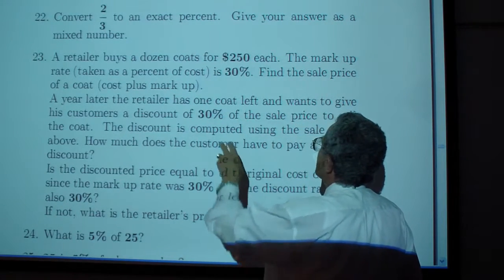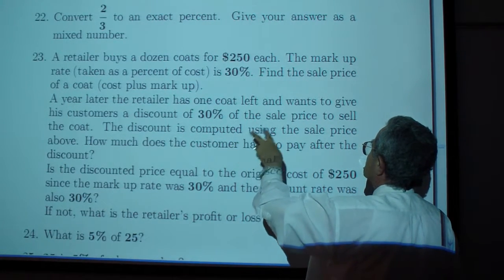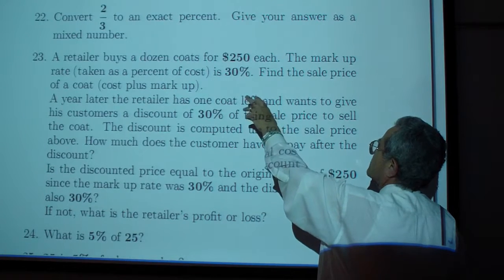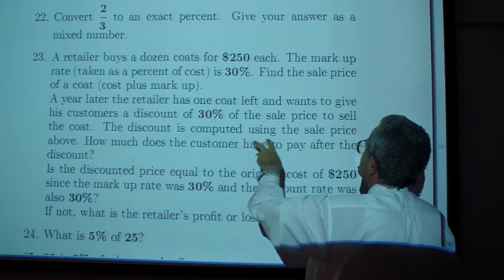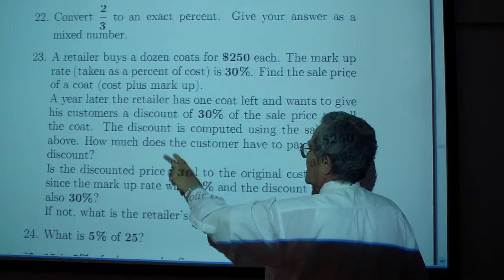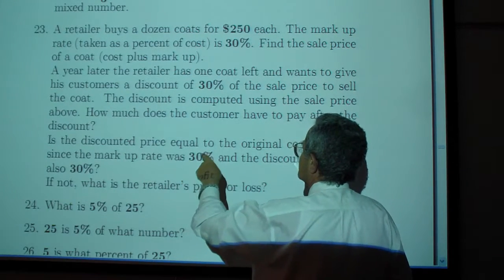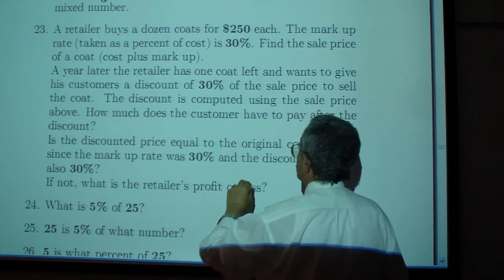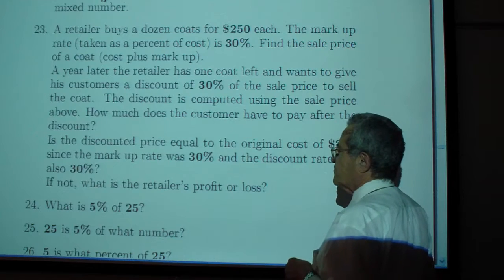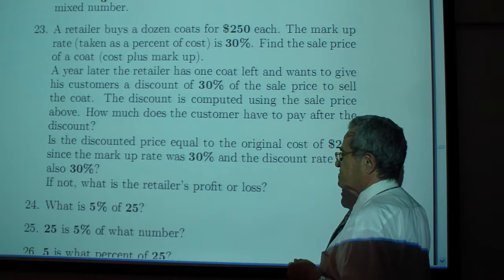A year later, the retailer has 1 coat left and wants to give his customers a discount of 30% of the sales price, the one that was marked up, to sell the coat. The discount is computed using the same price above. How much does the customer have to pay after the discount? Is the discount price equal to the original cost of $250, since the markup rate was 30% and the discount was also 30%? If not, what is the retailer's profit or what is his loss?